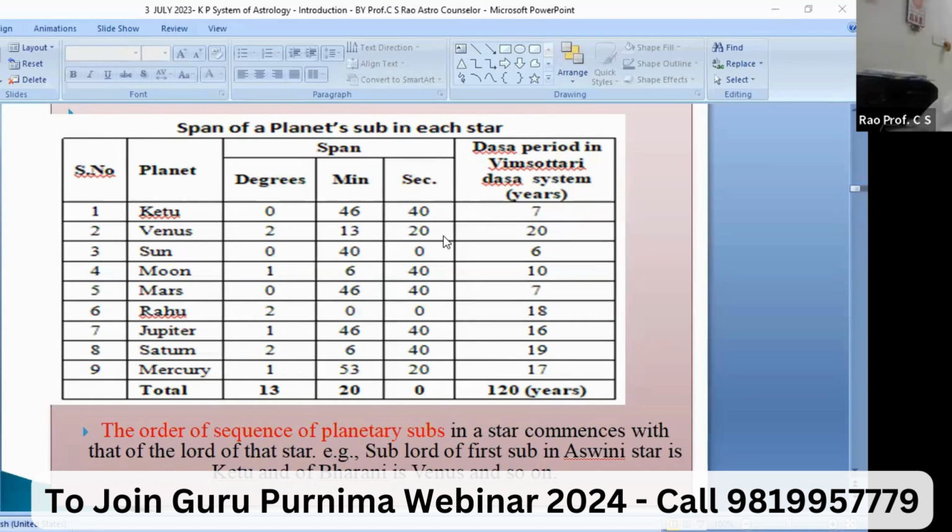The shortest period in Vimsottari Dasha is 6 years, of the Sun. The Sun sub in any star is only 40 minutes. So this is more important: what is the duration of a sub? Particularly in transits, a planet spends a longer or shorter duration in a sub. That is another important point here.